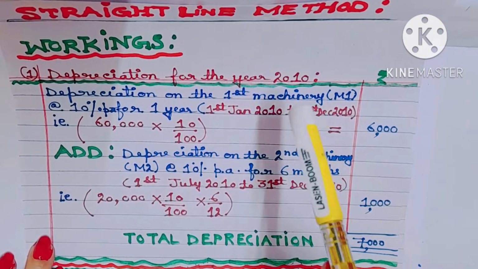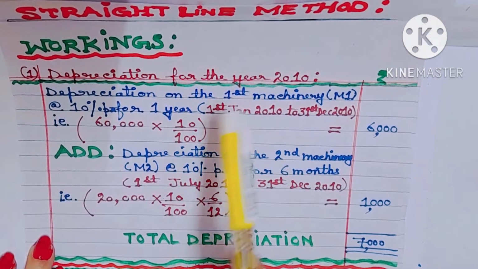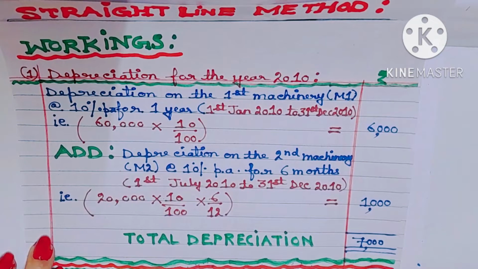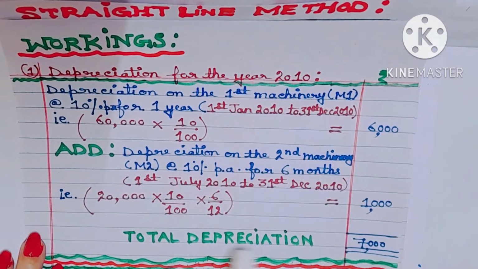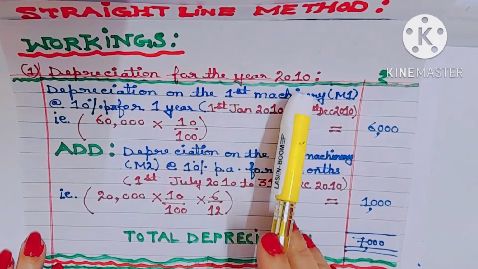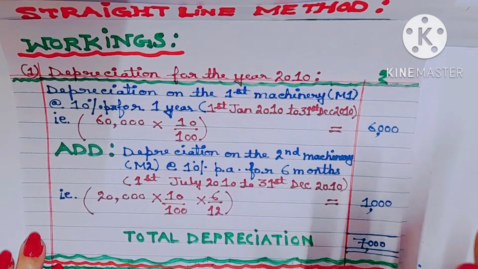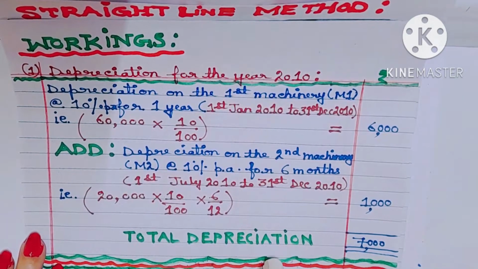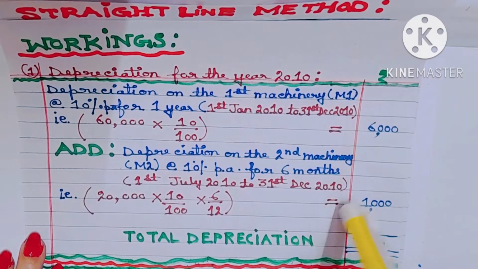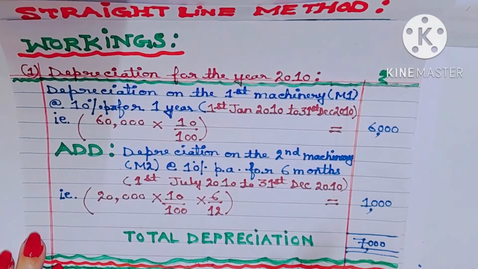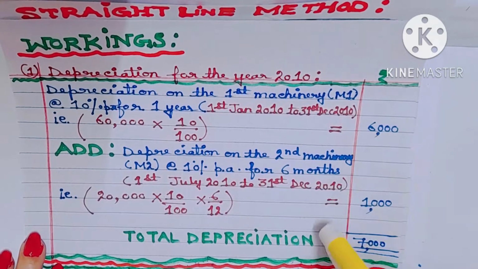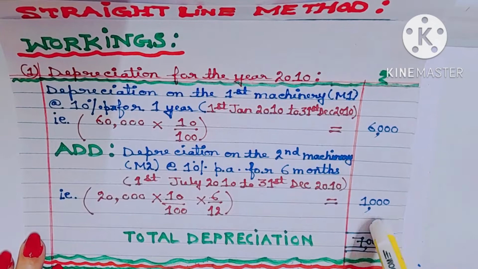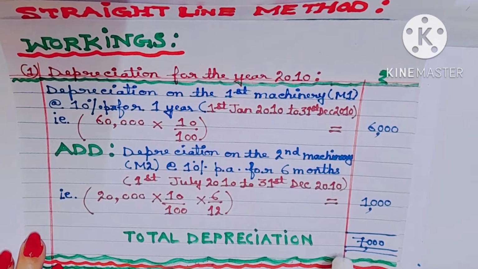So what is the total depreciation for the year 2010? 6,000 plus 1,000. That is 7,000. This is the total depreciation for the year 2010. Just because XY Limited purchased two machineries in 2010, you have to show the depreciation of both machineries. So you have to add up the depreciation of the two machineries. 6,000 plus 1,000. So the total depreciation will be 7,000.